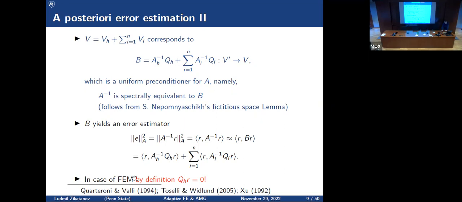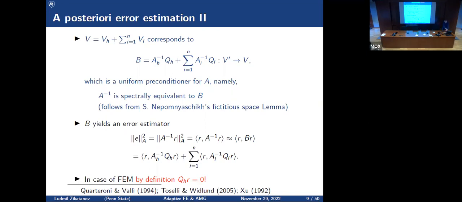However, for the finite element method, by definition, the L2 projection of the residual is equal to 0. Okay, so I don't know if you see, but suddenly everything becomes localized. So suddenly you only compute n local contributions to the error, which tells you where to refine. If these local contributions are big, you refine there. There is a catch though, right?